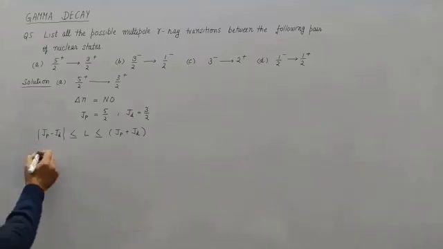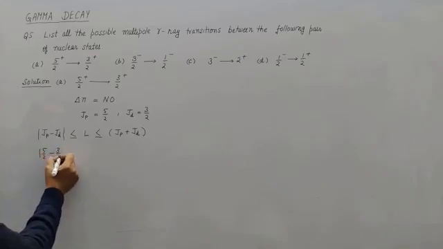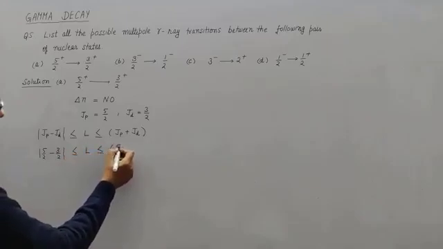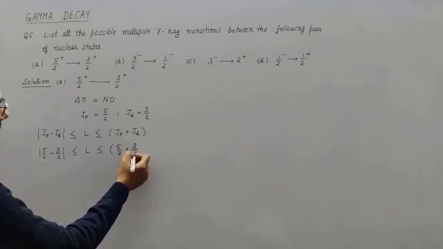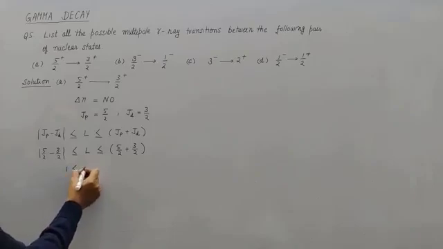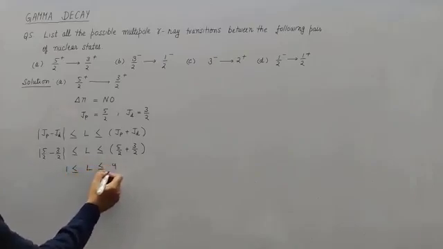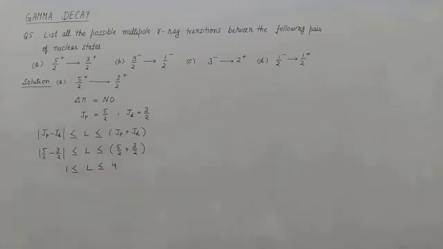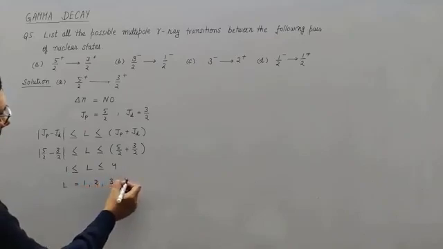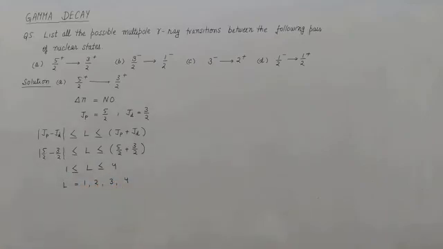So here this will be mode of 5/2 minus 3/2, and here this will be 5/2 plus 3/2. So 5/2 minus 3/2, this will be 1, and this will be 4. So possible values of L lie in between 1 and 4. So what are the values of L which are allowed? This will start from 1, it will have 2, it will have 3, and it will be up to 4. So these are the possible values of L.